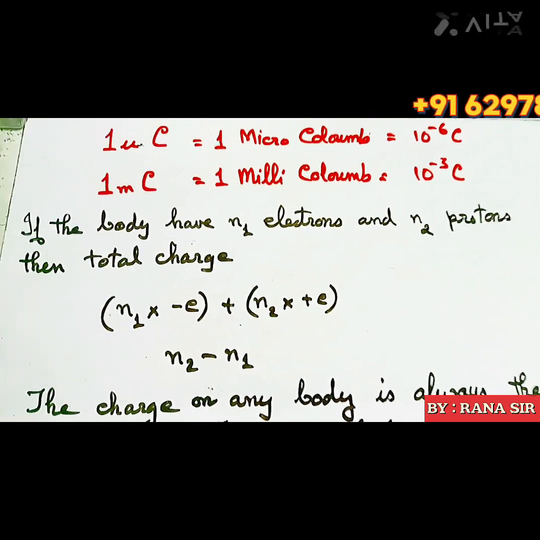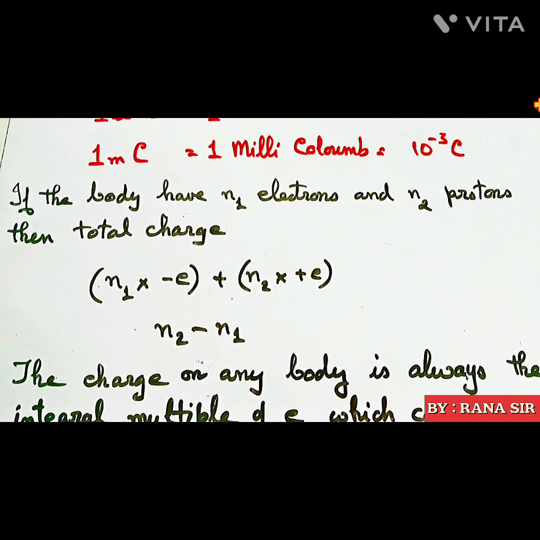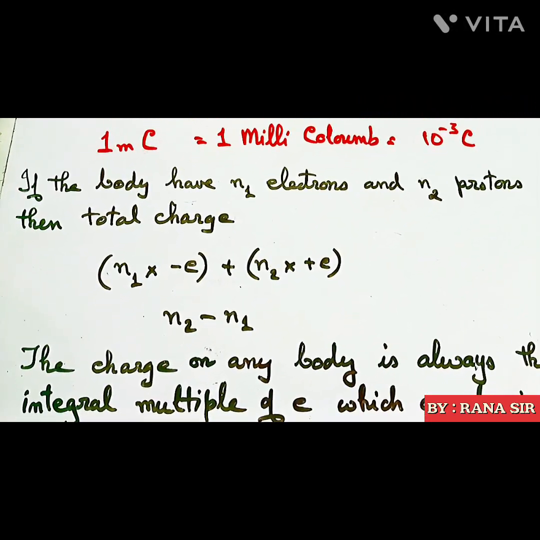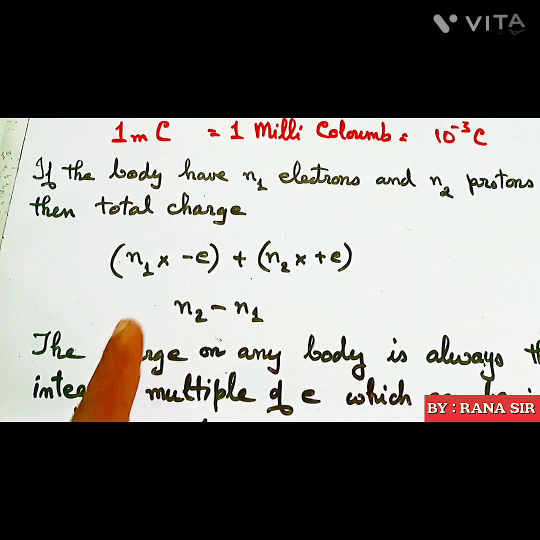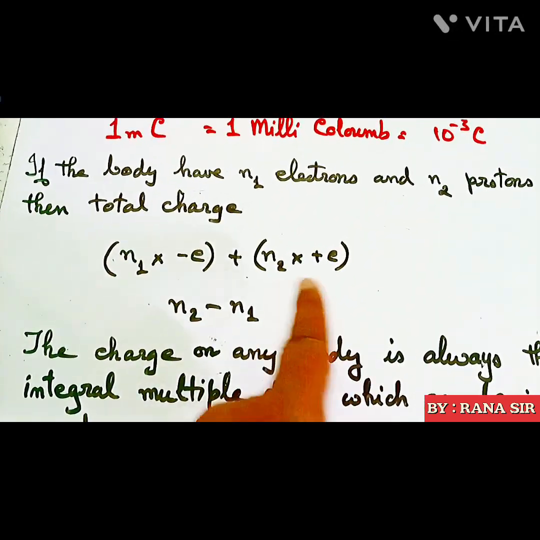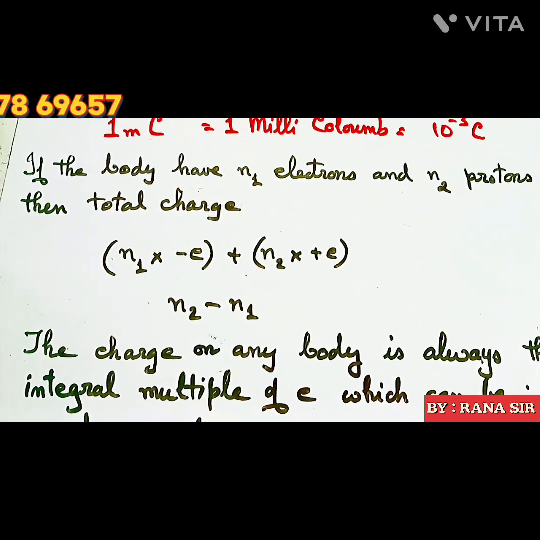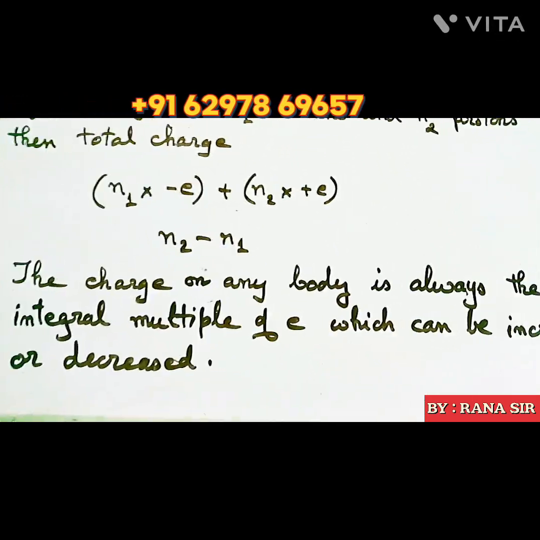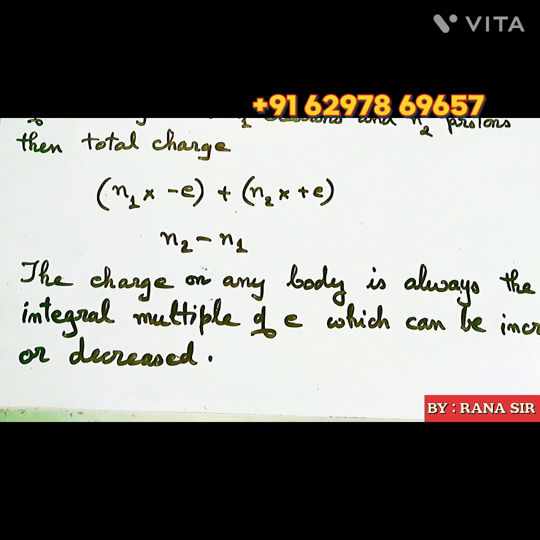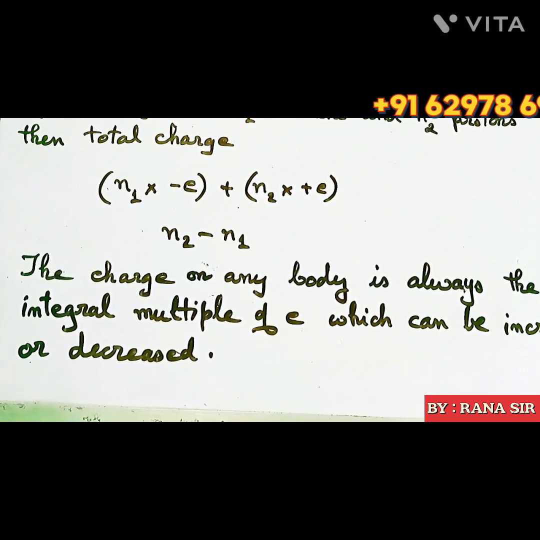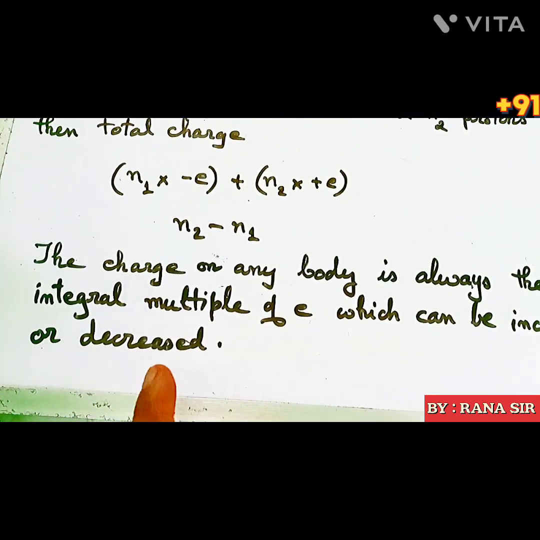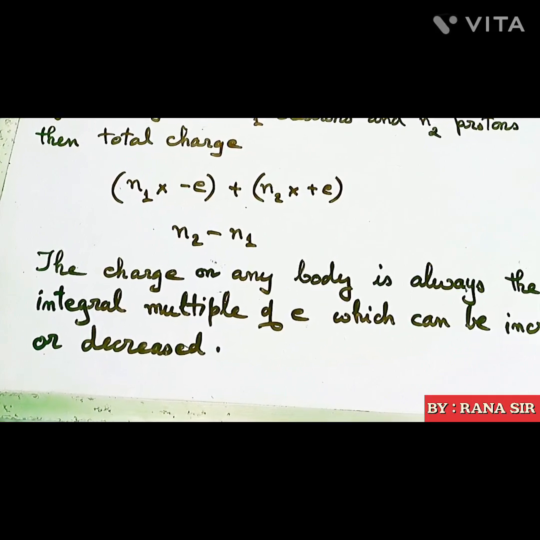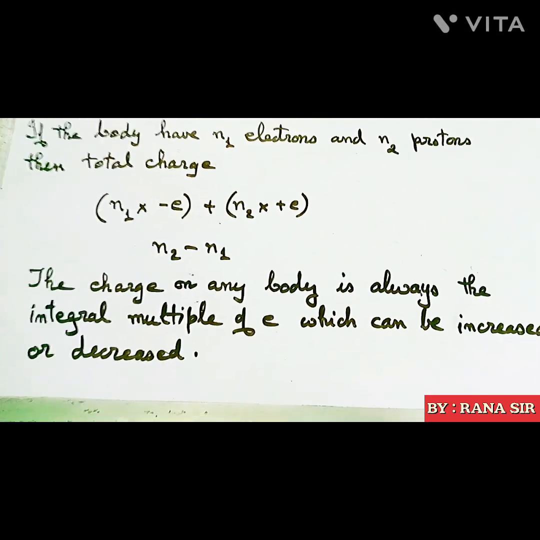If a body has n1 electrons and n2 protons, find the total charge. Total charge would be n1 times the electron charge plus n2 times the proton charge. That would be n2 minus n1, times e. So the charge of any body is always an integral multiple of e. Integral multiple means integer multiple, which is increased or decreased.